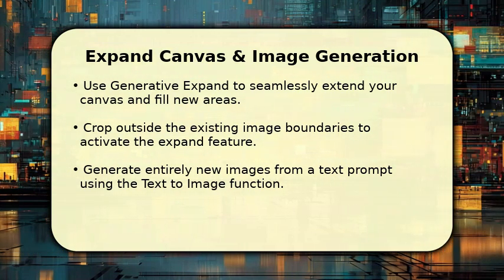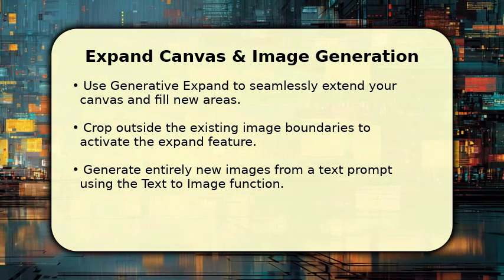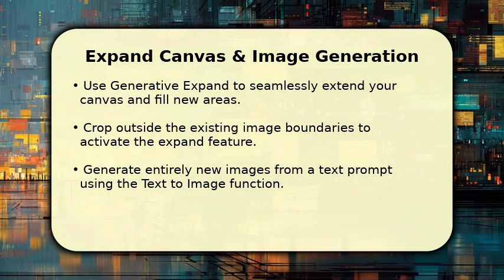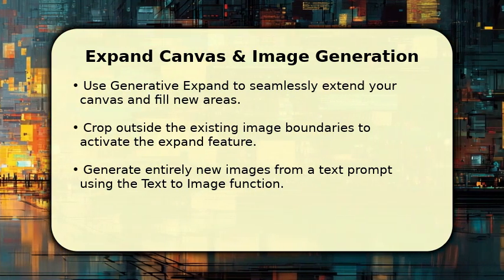Furthermore, the text-to-image feature allows you to start from scratch. Navigate to File, then New, and select the Generate Image option to create a completely new image from your imagination, using just a text description.